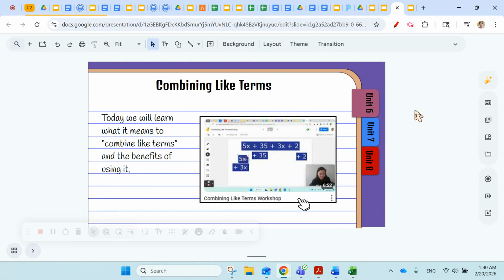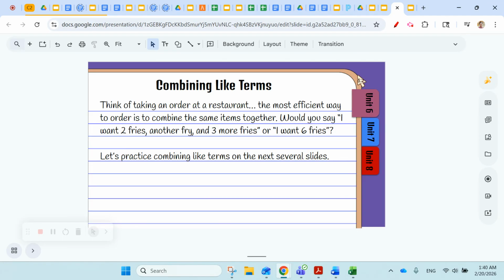Hey guys, this is the Combining Like Terms Notes video. So today we're going to be learning what it means to combine like terms and the benefits of using it. So why do we do it?